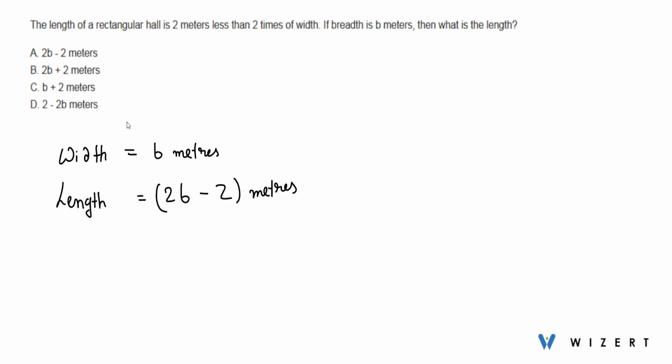So again I am explaining it. So length will be equal to 2 times the width minus 2 meters, because it has been said that the length of the rectangular hall is 2 meters less. 2 meters less means we have to subtract it, but subtract it from where? That is 2 times the breadth. So where width is equal to b meters, so it will be 2b minus 2 meters.